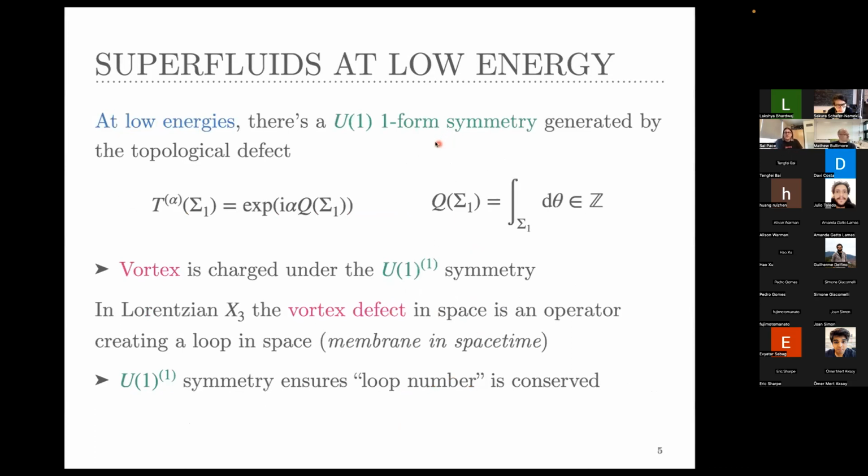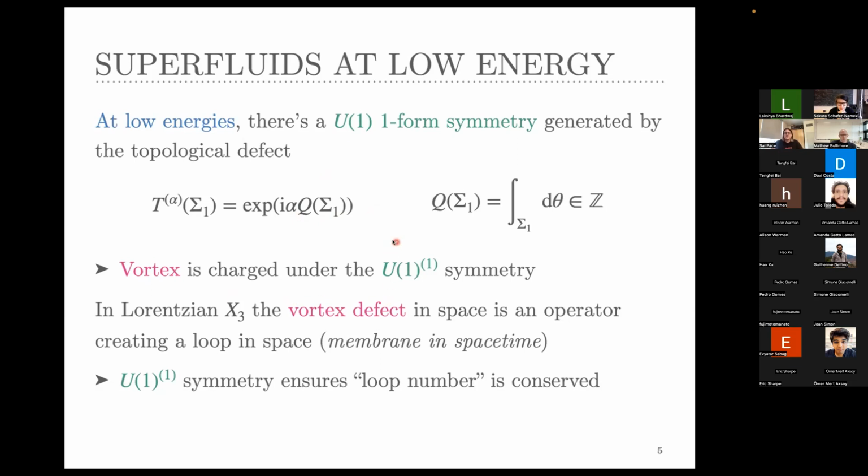And this U(1) one-form symmetry is generated by the following topological defect. You just exponentiate the winding number, okay? And because the winding number is an integer, alpha will take values from 0 to 2 pi, so that's why we're calling it a U(1) symmetry. Furthermore, because the winding number detects the vortex, the vortices are charged under this U(1) one-form symmetry.